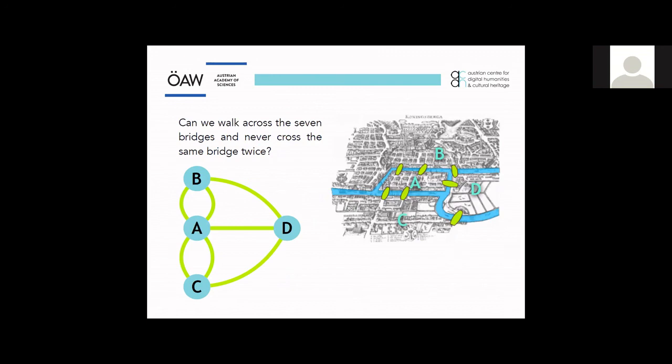Because he was living in Königsberg, and he was asking strange questions, actually. So he was trying to understand if it was possible to walk across the seven bridges of the town without ever crossing the same bridge twice. So mathematicians do these strange things sometimes.